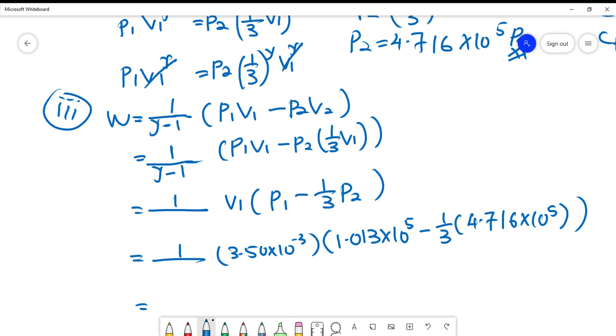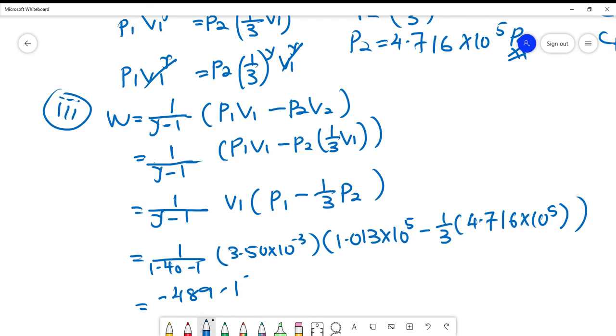So sometimes I will forget a bit. So this one should be 1.4 minus 1. Okay, so let me change the 1.4 minus 1. Alright, so this will be the final answer for us.